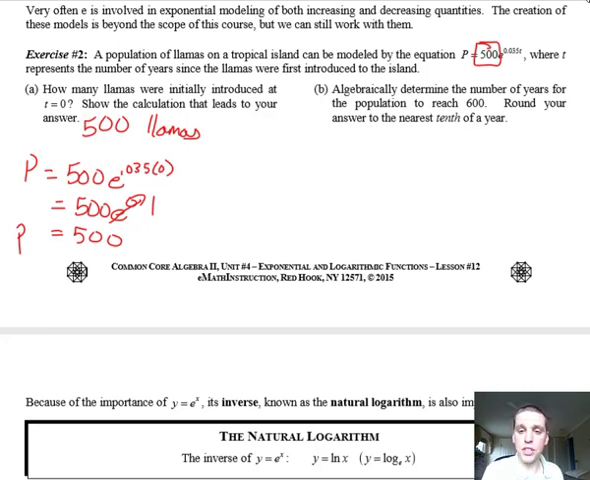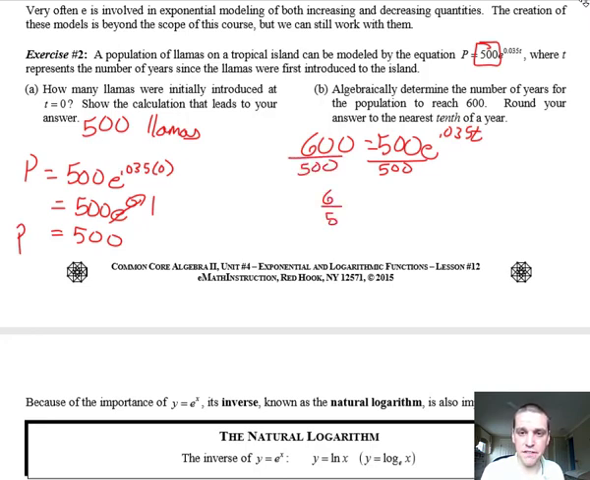Now B, it takes a little more work, I should say, is to algebraically determine the number of years for the population to reach 600. Well, we know our population better be 600, so we're going to have 600 equals 500 e to the 0.035 t. Well, the first thing that we do, and I stressed this greatly last lesson, is divide by 500 first. We can't do anything until we get rid of that initial value. So we have 6 divided by 5 equals e to the 0.035 t.